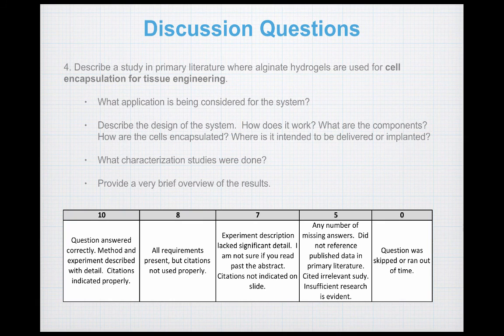Now, describe a study in primary literature where alginate hydrogels are used for cell encapsulation for tissue engineering. What specific application is being considered for the system? Describe the design of the system. How does it work? What are the components? How are the cells encapsulated? And where is it intended to be delivered or implanted? What characterization studies were done? And provide a brief overview of the results.